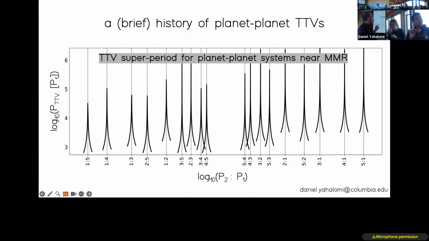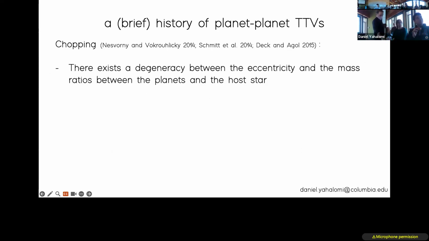And so we can plot out what we expect those TTV periods to look like. Basically you get this series of curves. This is plotting the expected log TTV period versus these resonant terms, just using that super period equation. And you'll see in a later plot that this pops up in n-body solutions as well.